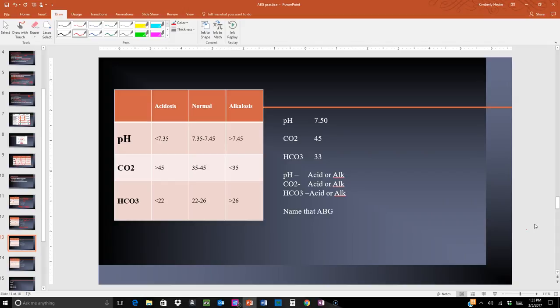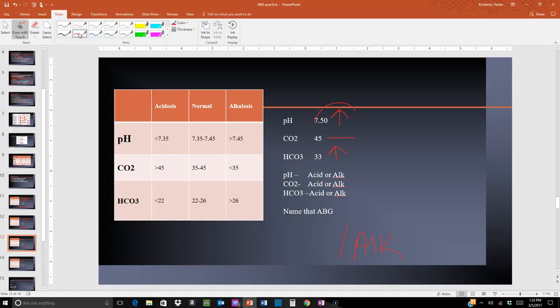All right, our pH of 7.50, that is high, which means alkalosis. Our CO2 is normal, and our HCO3 is high, which is alkalotic. So here's where the ROME portion comes in: respiratory opposite, metabolic equal.